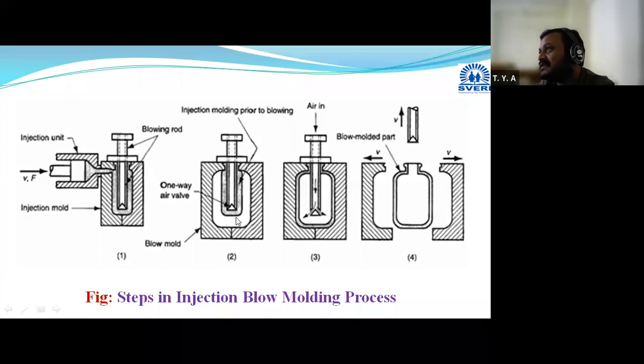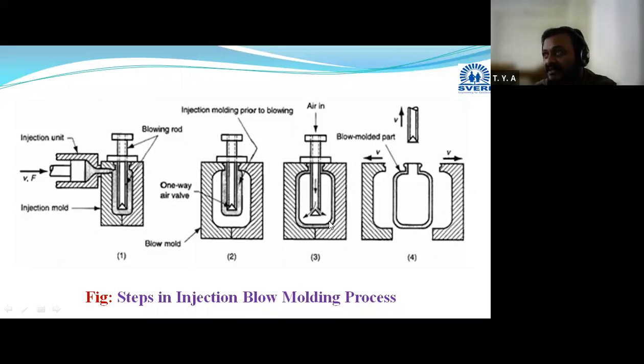Then it is fixed in the mold cavity. We are closing it, and from one side we are blowing the air. And at the end, after completion of the cooling, we will get the final product. This is the injection blow molding process.